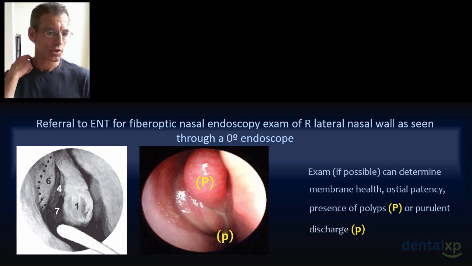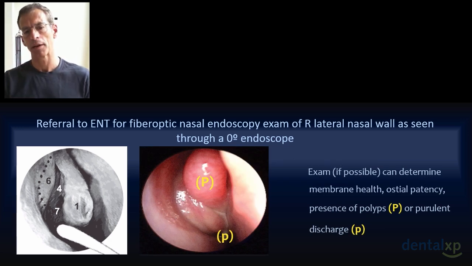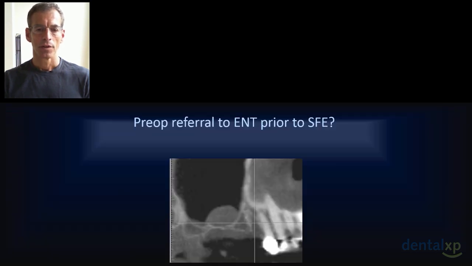This particular patient cannot have a full endoscopic exam because there is a large nasal polyp, that's capital P, and suppuration, small p, so the middle turbinate cannot be displaced medially. You see a patient such as this, as we often do, do you refer them to the ENT prior to sinus floor elevation?